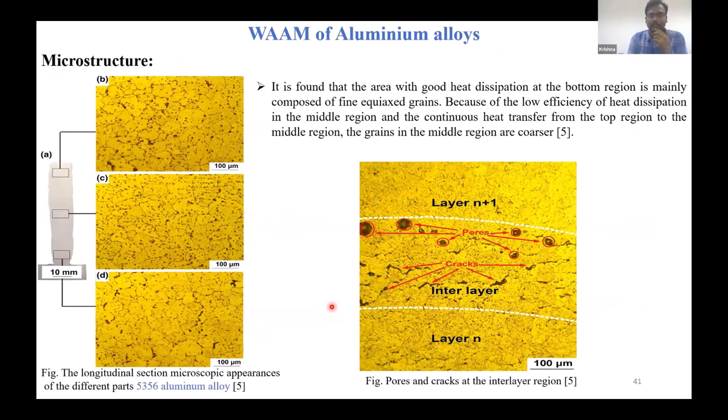For the aluminum alloys, one major challenge is porosity formation. For most aluminum alloys, porosity forms quickly during the solidification process, and the melt also reacts quickly with the atmosphere, and some hydrogen enters the melt pool. We can see pores at the interlayers and inner layers, if you take three layers, and at these pores some cracks get generated. And this results in the degradation of the properties.